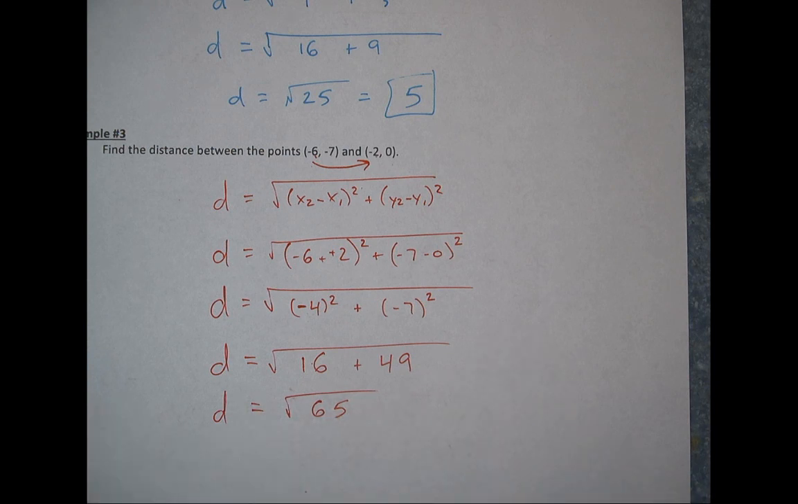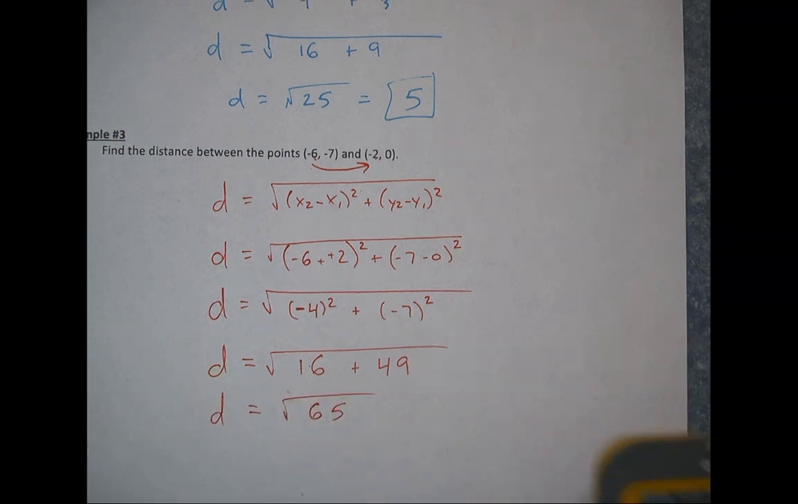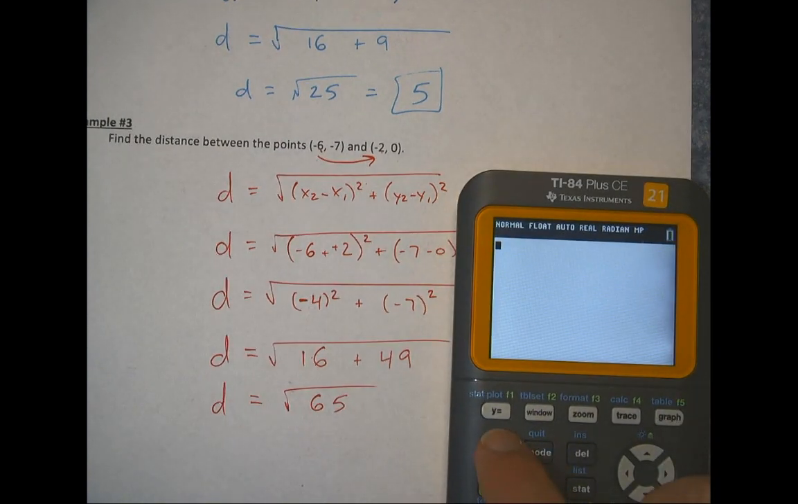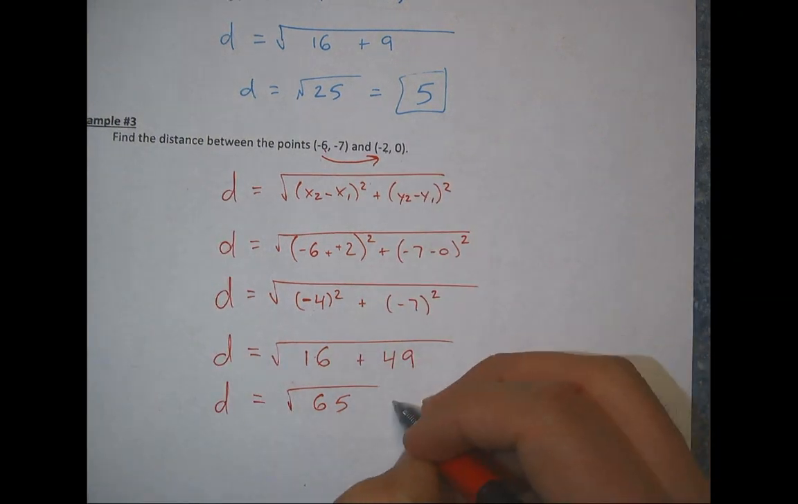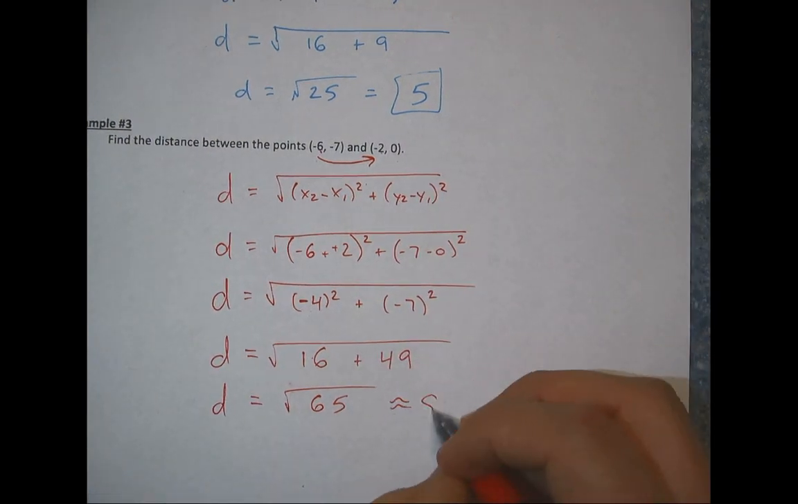And if I wanted to go ahead and turn this to a decimal, it just depends on what the directions said. But if I wanted to turn this into a decimal, if it said round your answer to the nearest whatever, nearest 10th, I'd plug it in. Nearest 10th would be 8.1. So this is approximately 8.1.